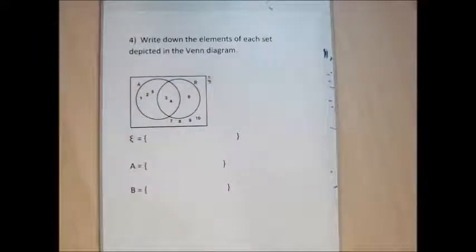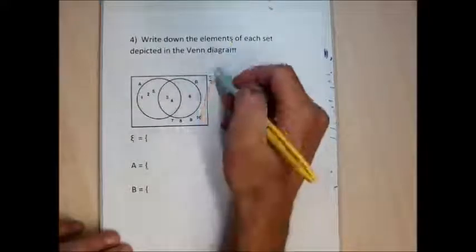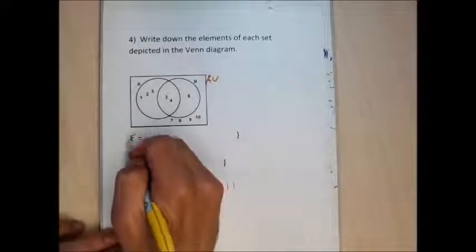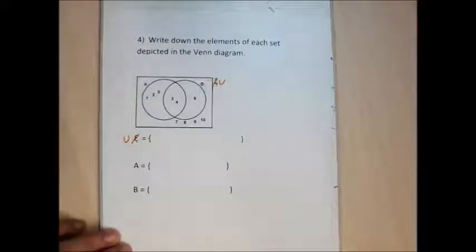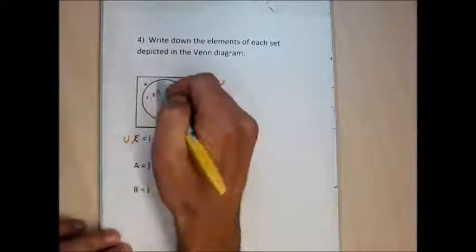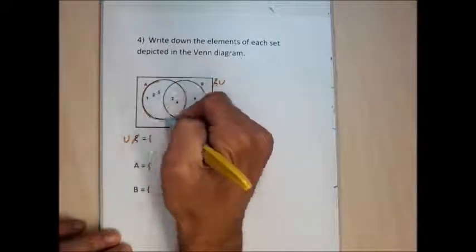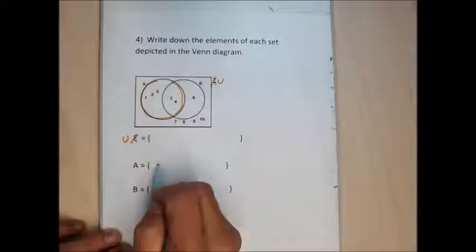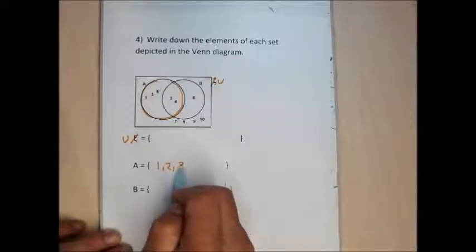In problem 4, I copy and paste these things from the internet, and I couldn't find universal sets with the letter U for whatever reason. Let me change that to a U. Let me write down what set A is. Set A is any of the numbers in the set A. Looks like 1, 2, 3, 4, and 5. So set A is going to contain the numbers 1 through 5.